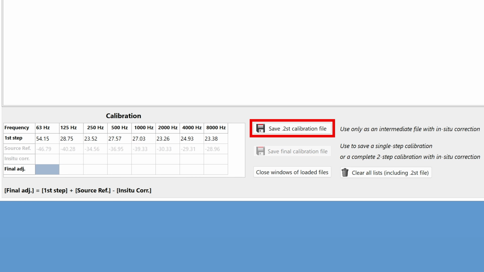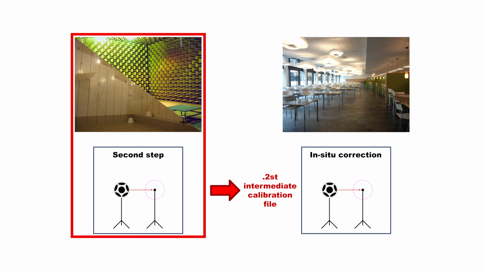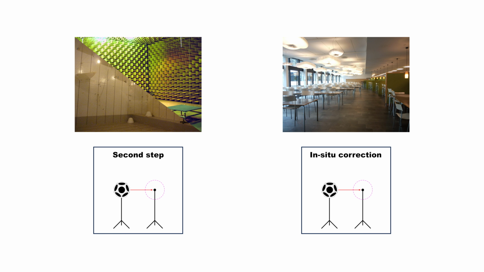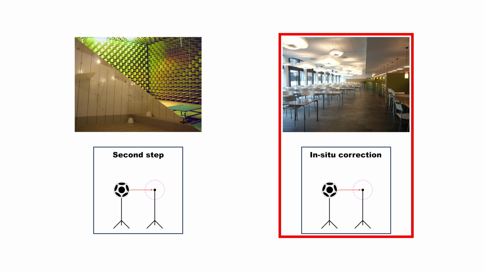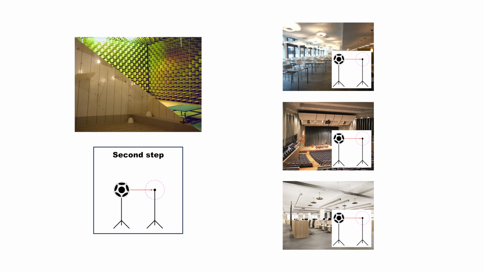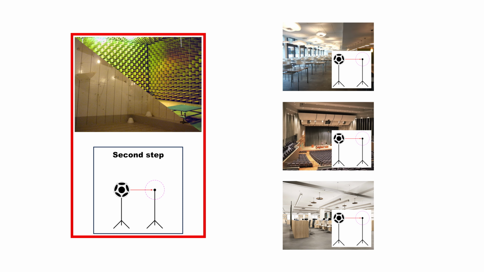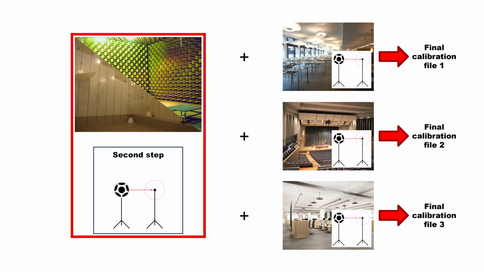If you plan to use the same source on various measurement sites, you can also create a two-step intermediate calibration file. This will only contain the calibration measurements and second step performed in the calibration room. Then, for each measurement site, you only need to perform the normal measurements and the in-situ correction, without having to repeat the measurements in the calibration room. This is because you can just use the same intermediate calibration file with different in-situ corrections.